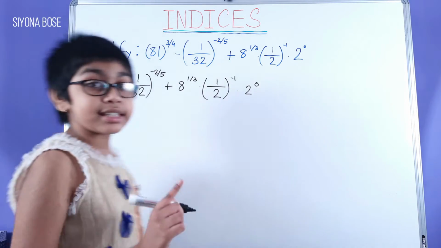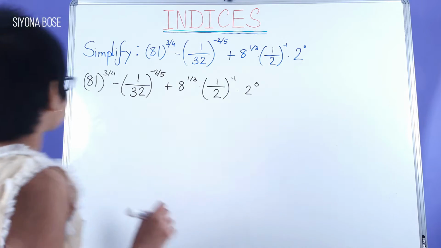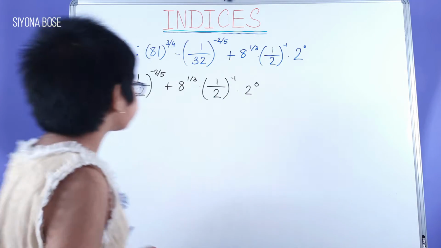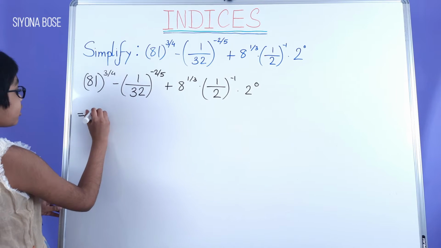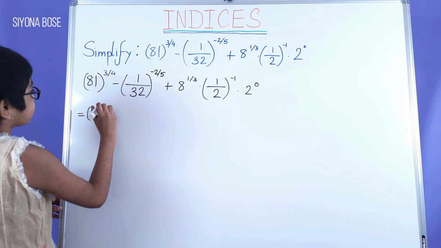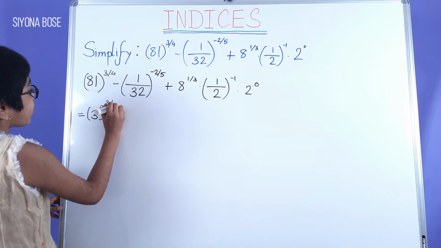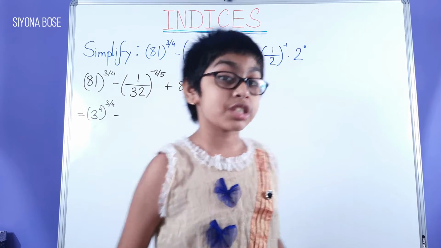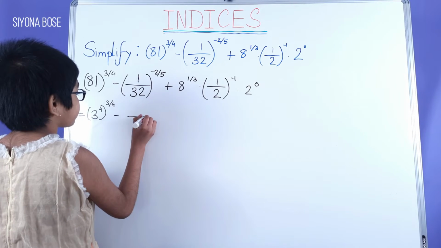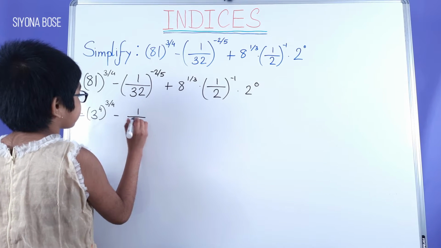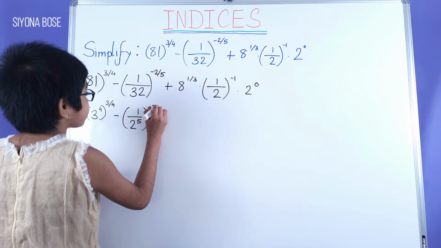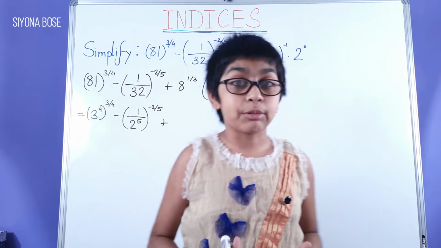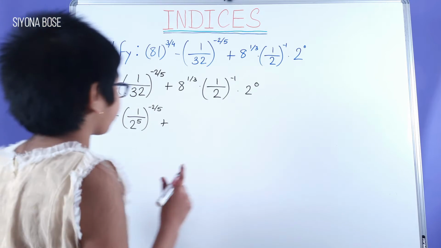Firstly, if we notice carefully, then we can write 81 as 3 to the power of 4. So let's do that. 3 to the power of 4 whole to the power of 3 by 4 minus 32 can be written as 2 to the power of 5. So we can write it like this. Plus 8 can be written as 2 to the power of 3, 2 cubed.